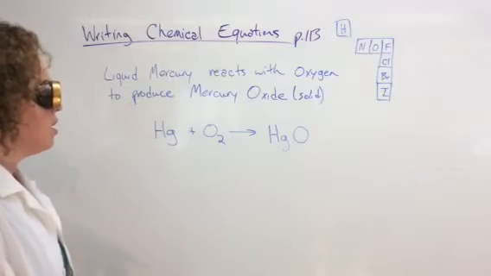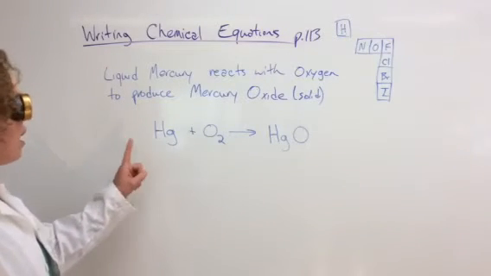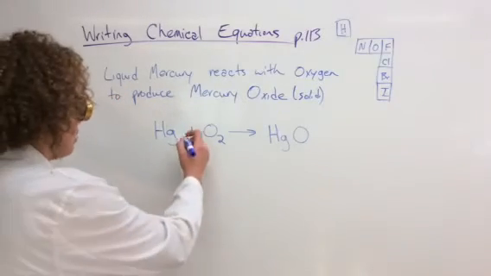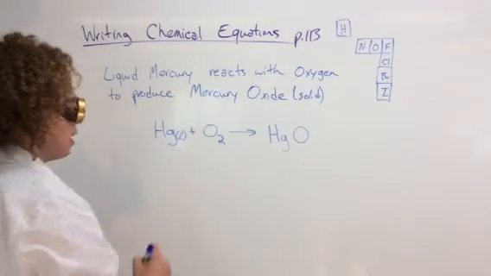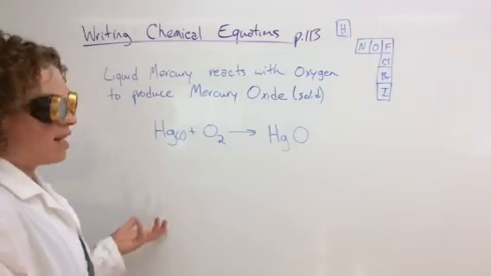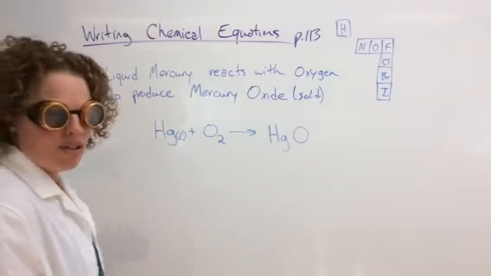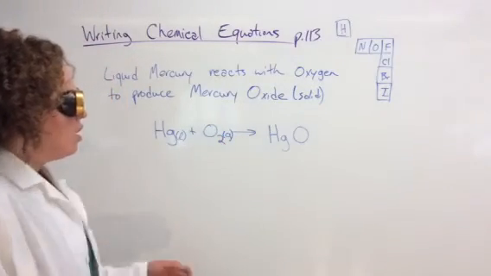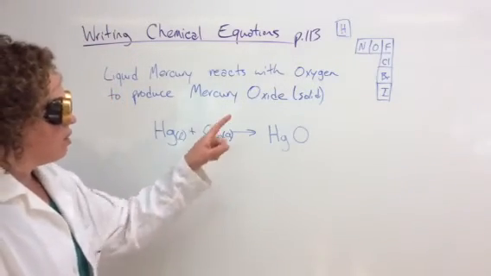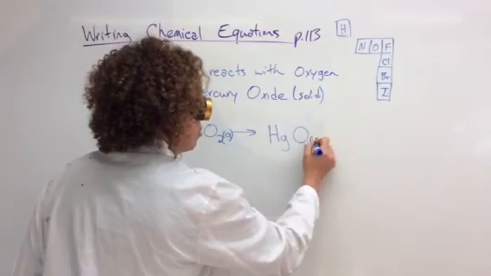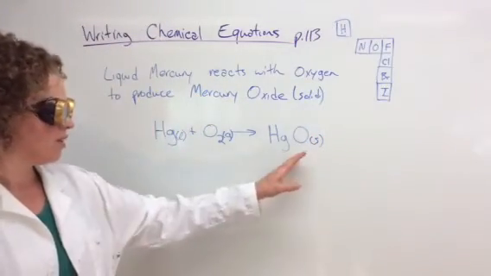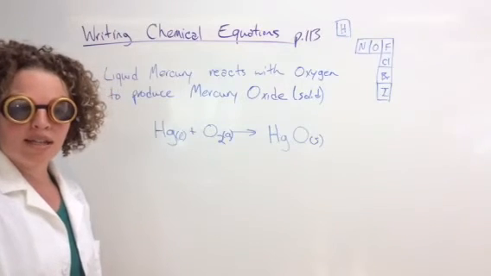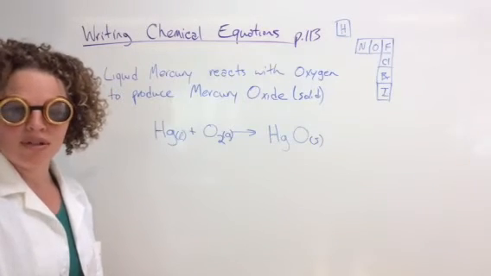And now I want to look at, it tells me what phase they're in. So mercury is a liquid, so I'm going to use a little L here in brackets. Oxygen's a gas because it's oxygen. They won't always specify if they expect you to know. And HgO, they told us is a solid, so I'm going to put a little S in brackets there. That's what those mean. The other one that you'll see is aq in brackets, and that means it's aqueous, dissolved in water.